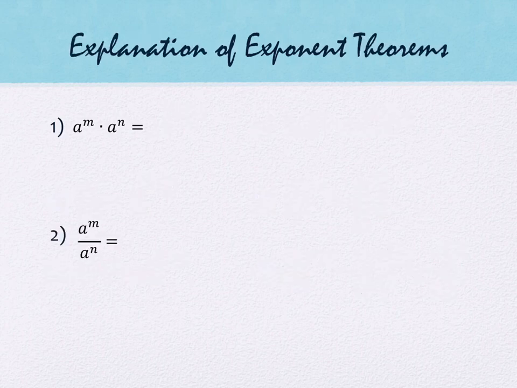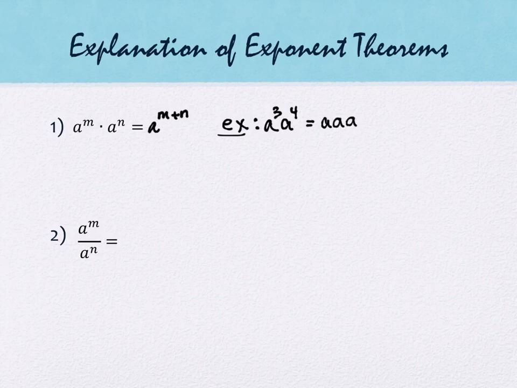So the first one, the rule that we had, the property says that we're going to add the exponents. And to justify that, we're going to look at the example of what happens when we have a to the third times a to the fourth. So a to the third means, by definition, it's 3 a's multiplied. And a to the fourth means I have 4 a's multiplied. So all I've done is I've broken down what the exponent definition is for these two terms.